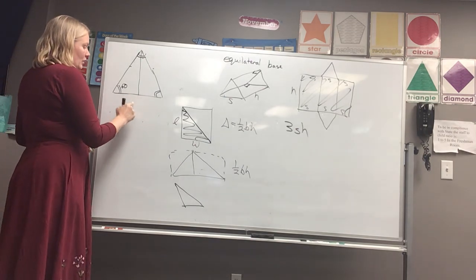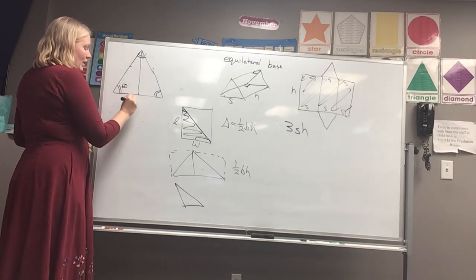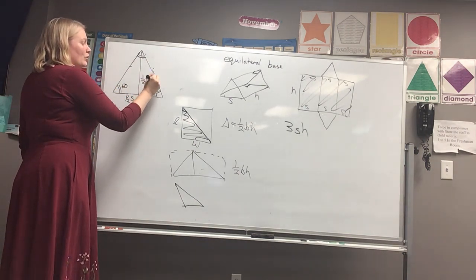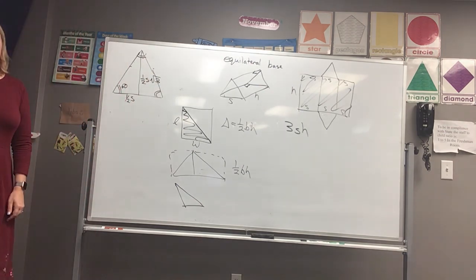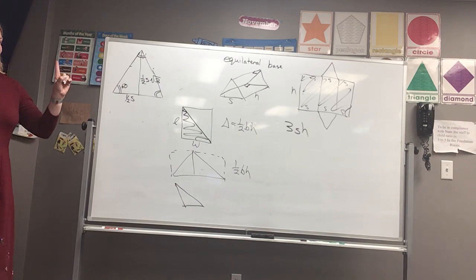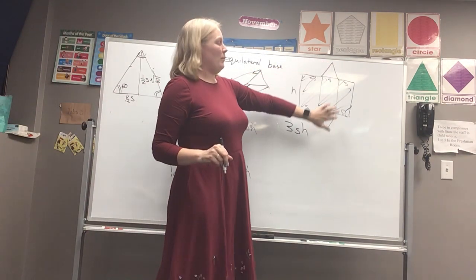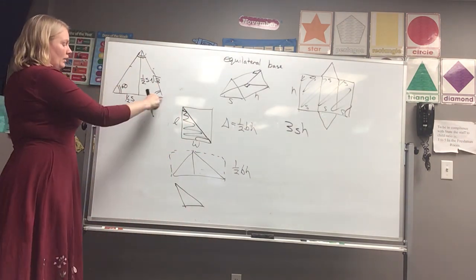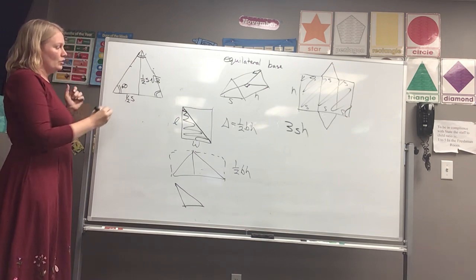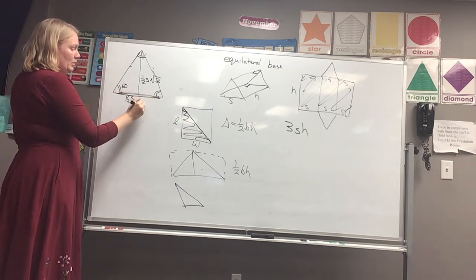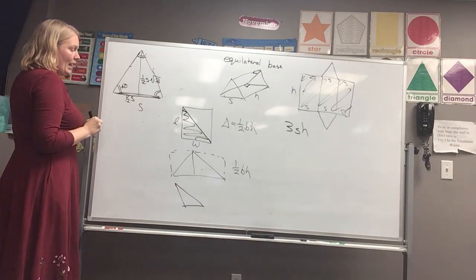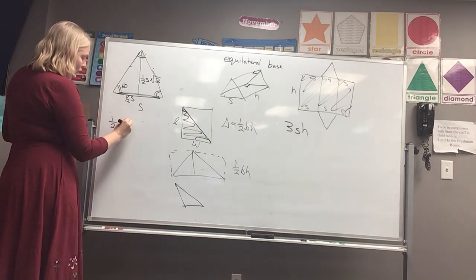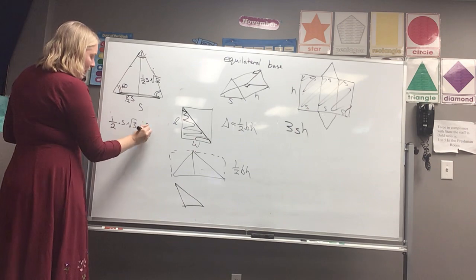But if this is S, this length is 1/2 S, and our height is 1/2 S times the square root of 3. But we have 2 of them. And so for our total triangle, we can go back to our base being S. So we have 1/2 times S square roots of 3 times S.